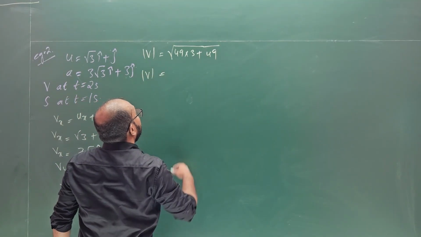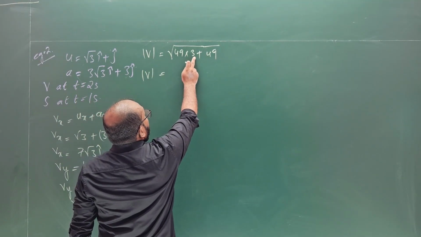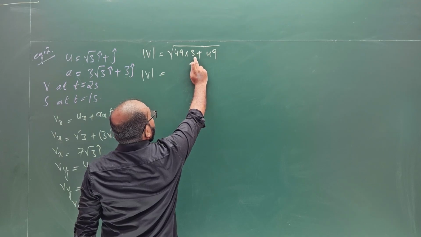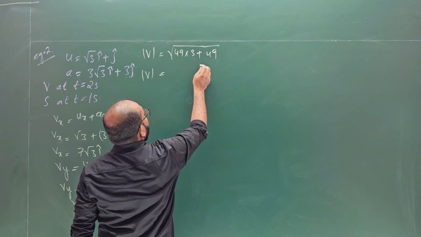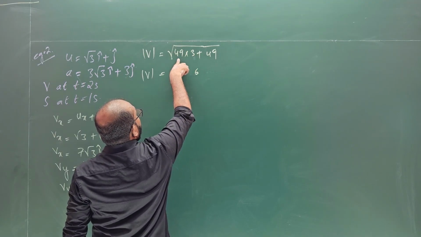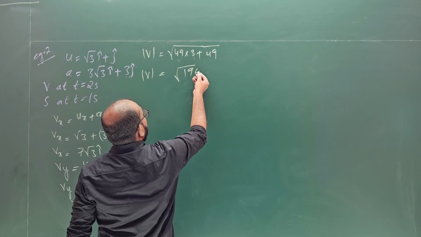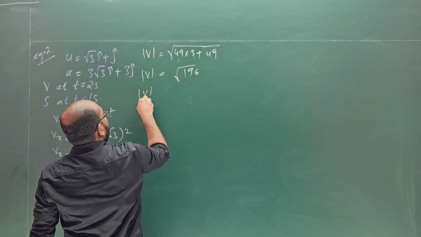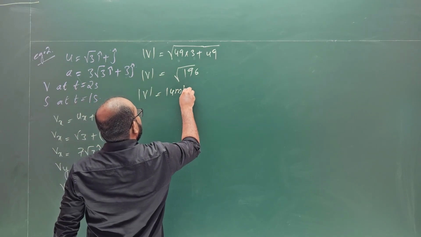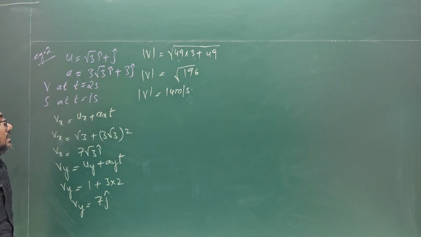196. Are you sure about that? Let me check also, 9 threes are 27, 27, 7 plus this 9, 6. Carry 1, 7 threes are 14, yes, 196. Under the root of 196, this is nothing but 14. So V is nothing but 14 meter per second. Got all the answers? Okay.